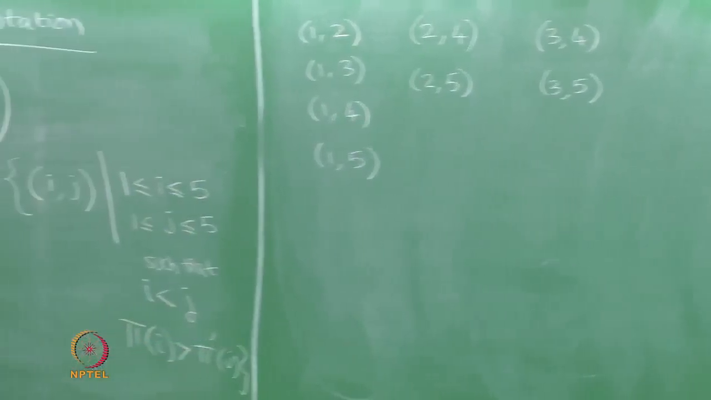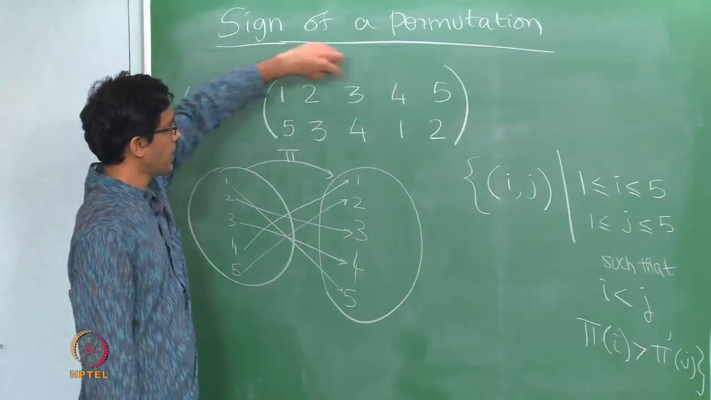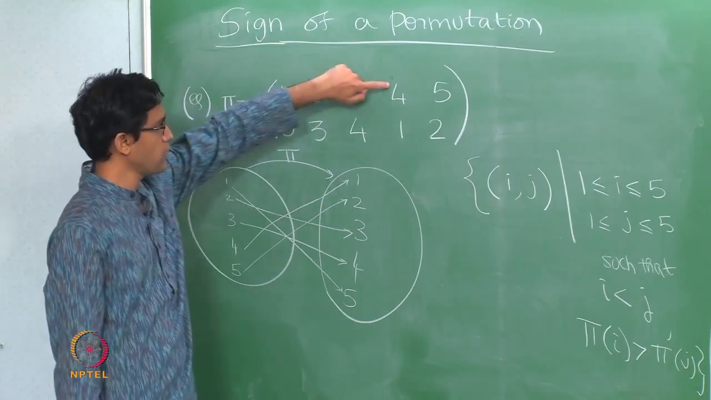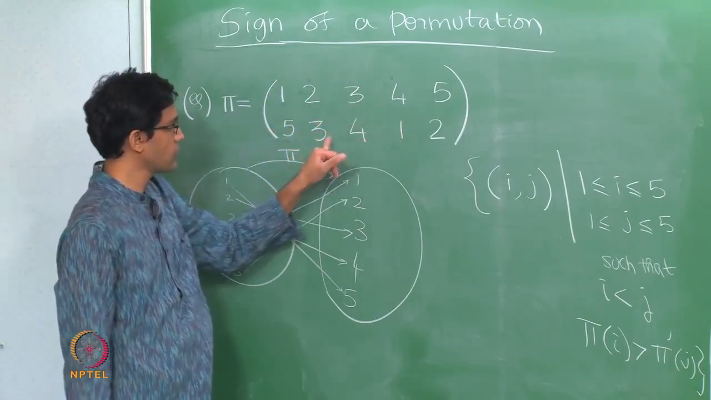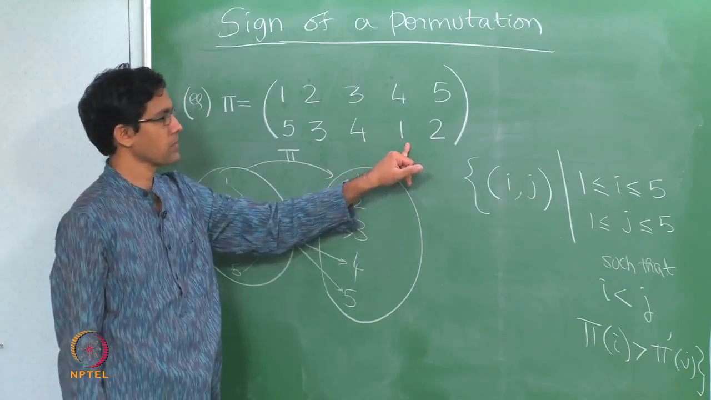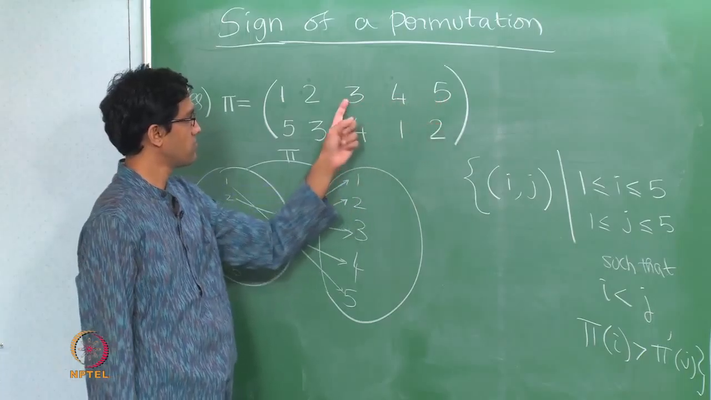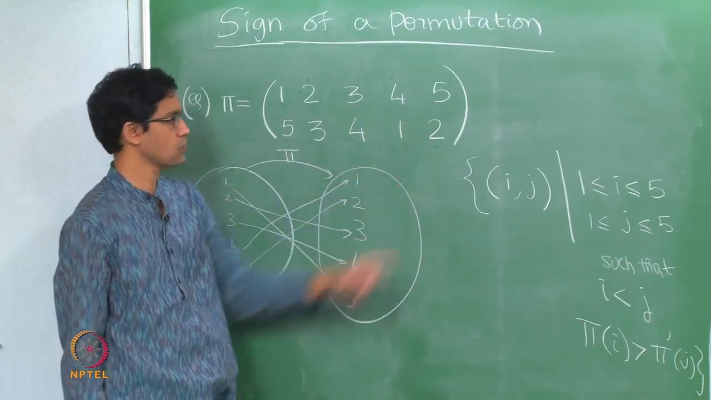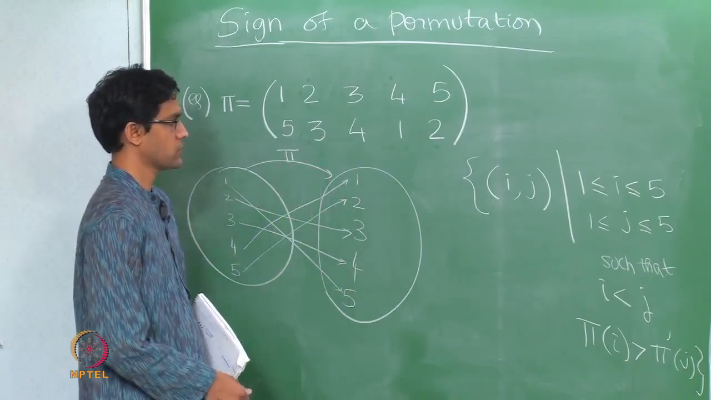Okay. So let us just check. If you look at 2 4, if i is 2 and j is 4, pi of 2 is 3 whereas pi of 4 is 1. So 2 is smaller than 4, but pi of 2 is strictly bigger than pi of 4. And similarly if I have 3 5, 3 is smaller than 5, but what it maps to, 4, is bigger than what 5 maps to, which is 2. Okay. So this is the list of elements.